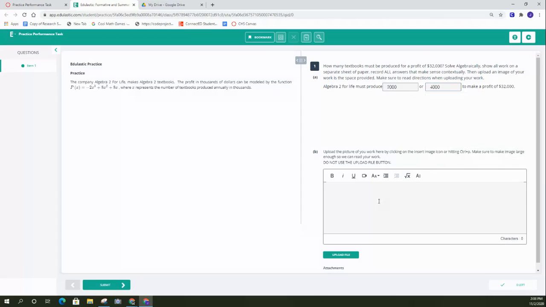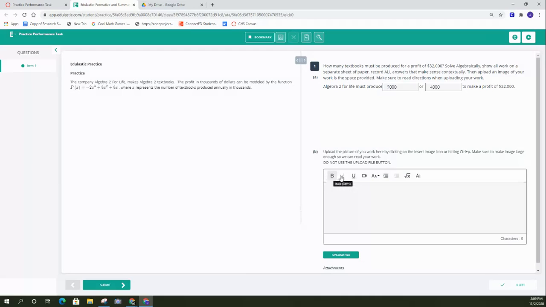Again, I'm going to do all that work on a separate sheet of paper. I'm going to take a picture using my phone or my computer's webcam, so it goes directly on there, and then I need to put it in here. This is important, to help out your teachers. We do not use the upload file button, because then we would have to download each image. If you upload your image into this text box, we'll be able to view it right away.